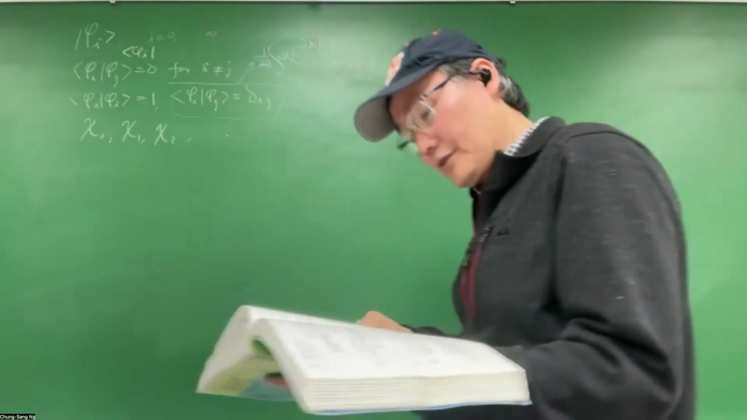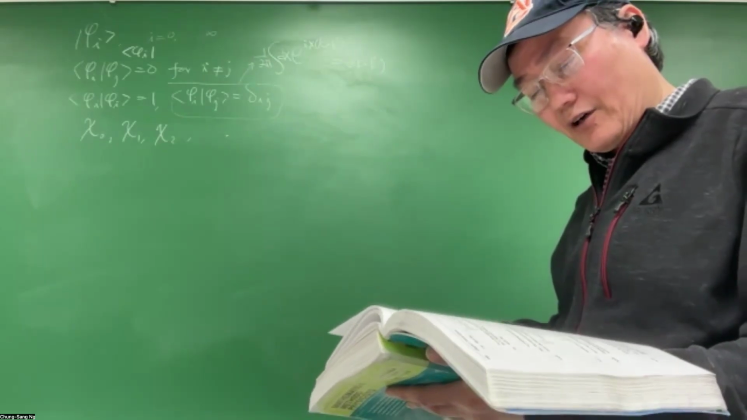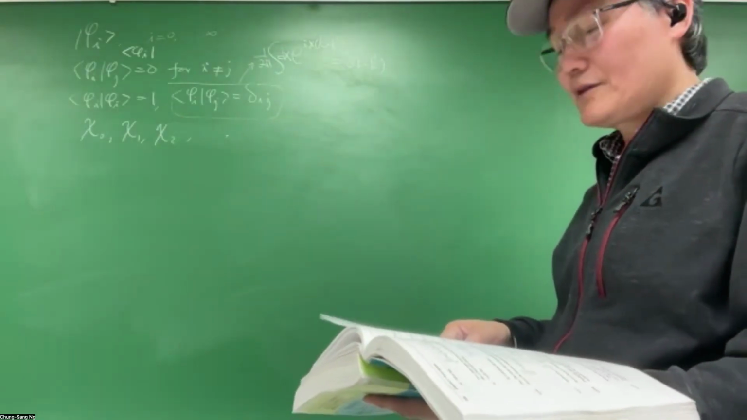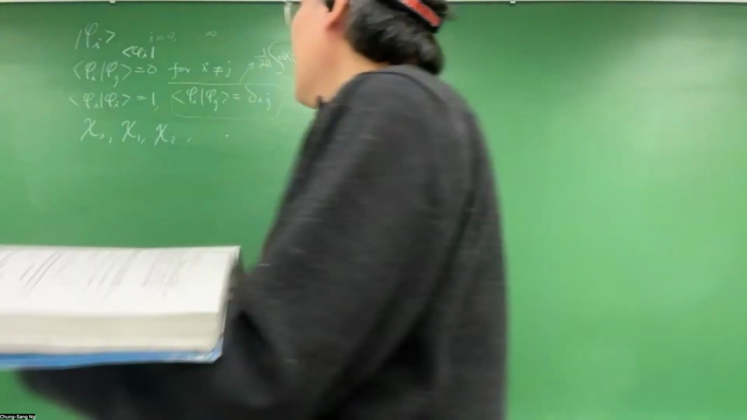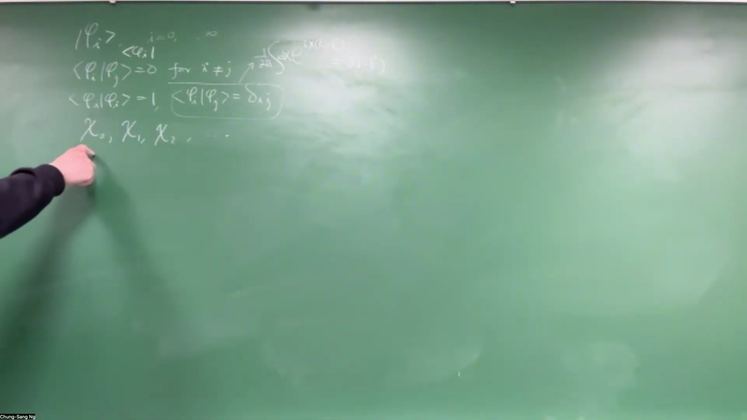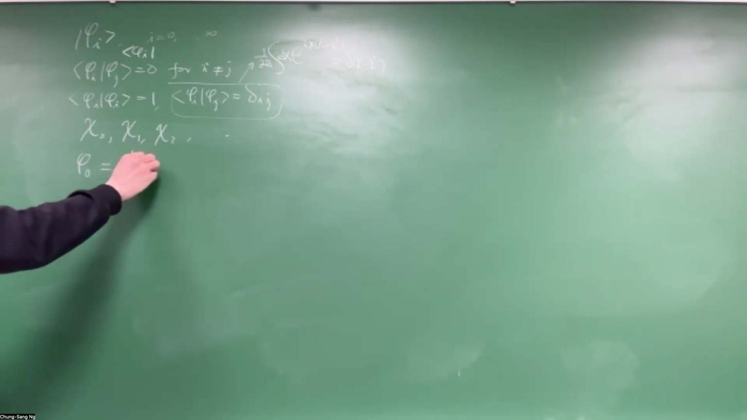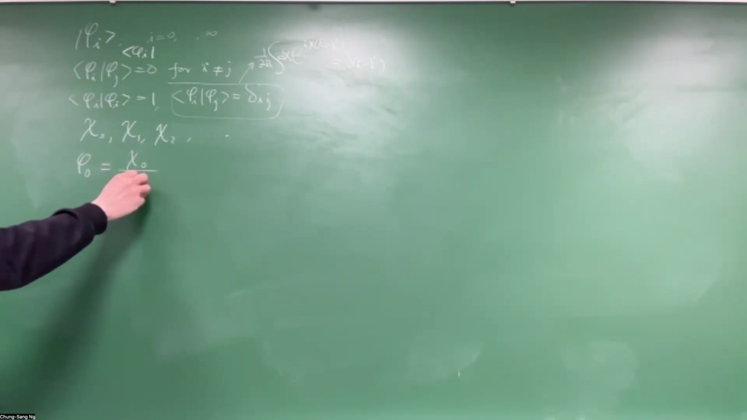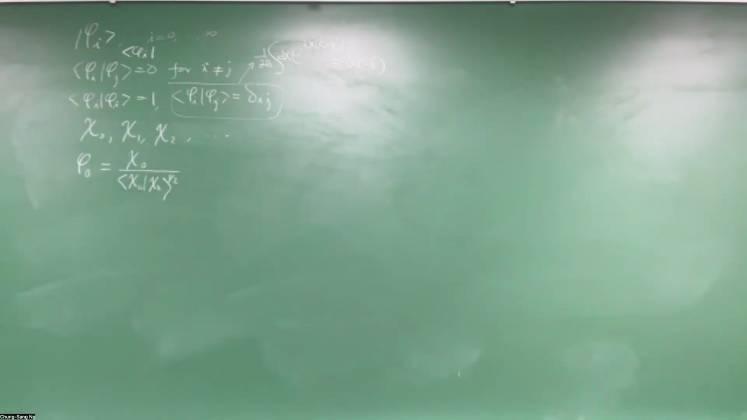It's not a very efficient way of constructing a basis, but it's a systematic way to do that. The first one is trivial, because you can define phi 0 as just chi 0 divided by the square root of the scalar product of chi 0 with itself.